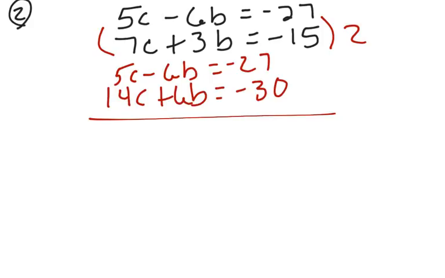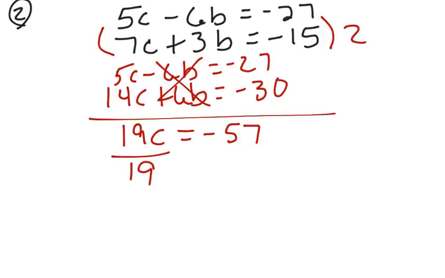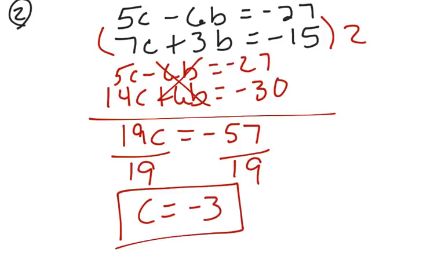Draw your line and combine. 5 plus 14 is 19c. Negative 6, positive 6, they're going to cancel. Equals negative 27 minus 30. Use your calculator because of negative signs. You're going to get negative 57. So then you're going to take and solve for your C. So you're going to divide both sides by 19. And you get C is equal to negative 3. That's your first answer. You're not done.